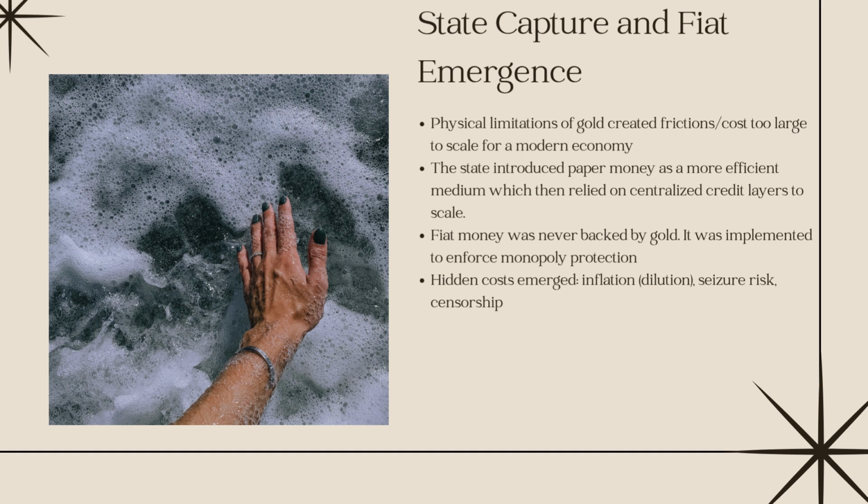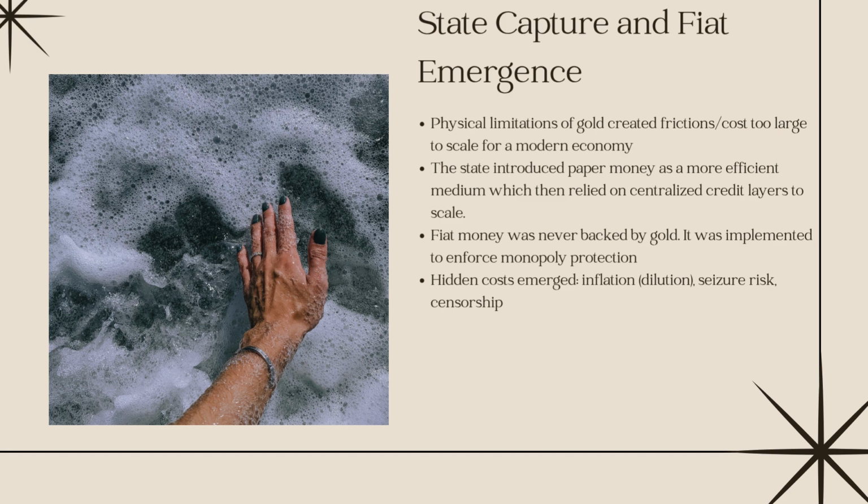The way governments introduced fiat money at first was saying it would be backed by gold, but as we've talked about in previous videos, it was never backed by gold. This was just a way to implement a monopoly over money creation and give the government or central bank exclusive authority over creation of money. And the market accepted it because it had no alternative solution. And it didn't realize the hidden costs that would emerge, which are inflation or dilution and Caesar risk or censorship.